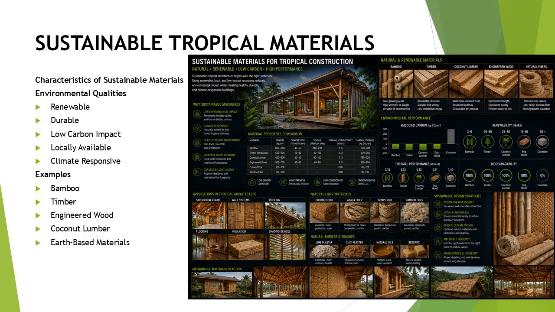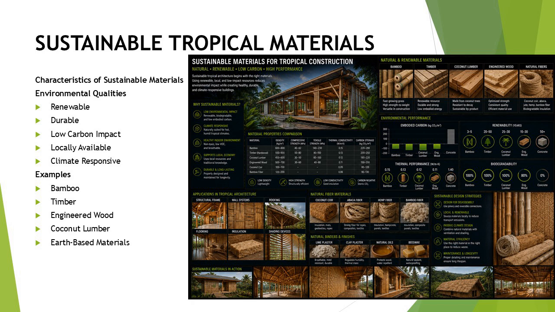Material selection influences far more than appearance. Every material carries environmental consequences. Sustainable tropical materials generally possess several desirable characteristics. They are renewable, durable, locally available, and environmentally responsible. Local materials often provide additional benefits. Transportation impacts are reduced. Regional construction knowledge is preserved. Economic benefits remain within local communities.